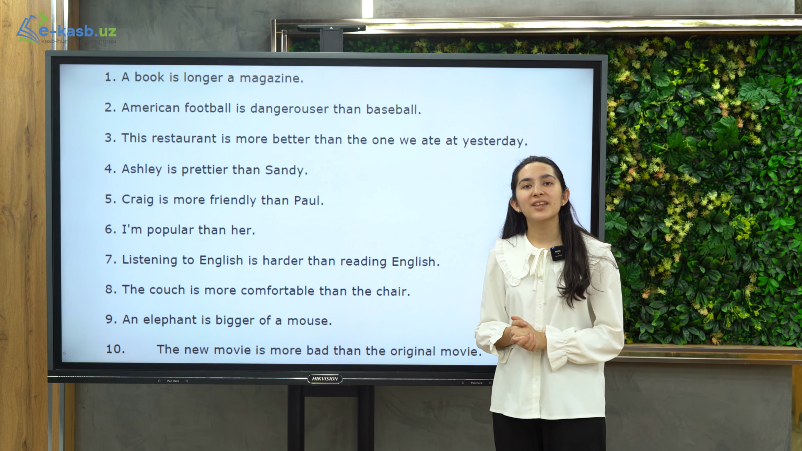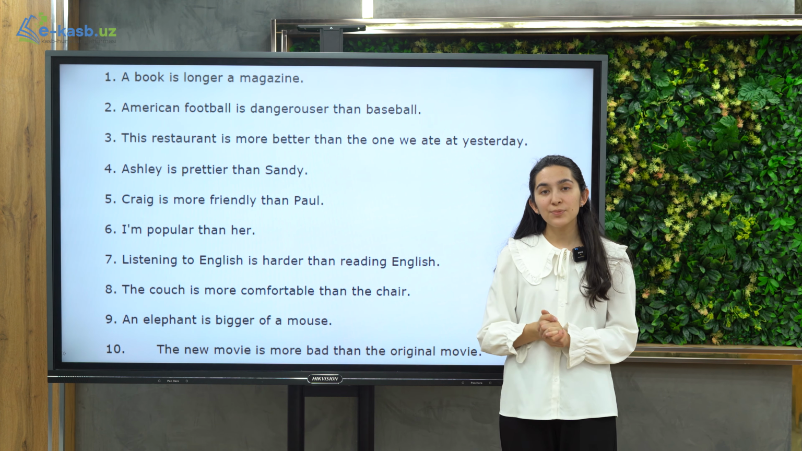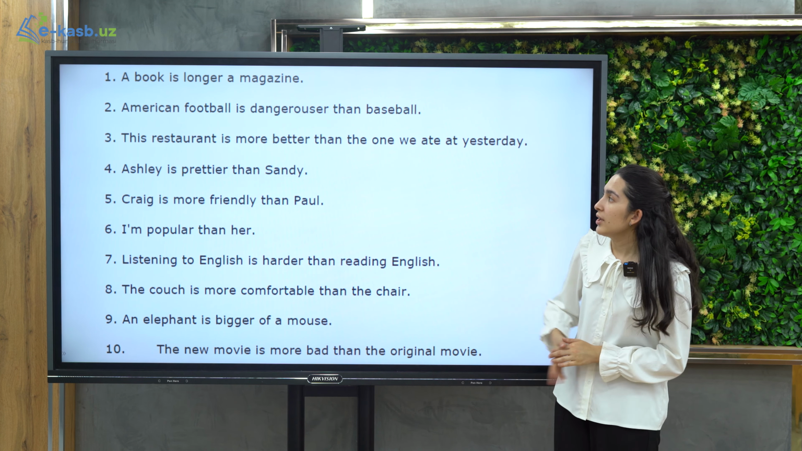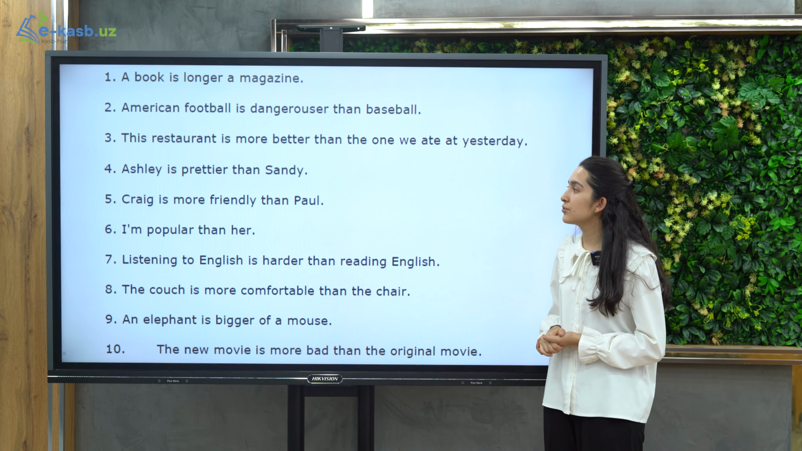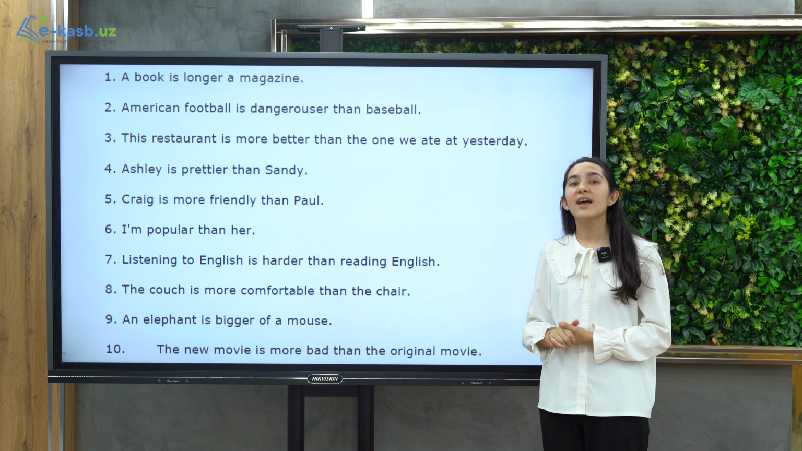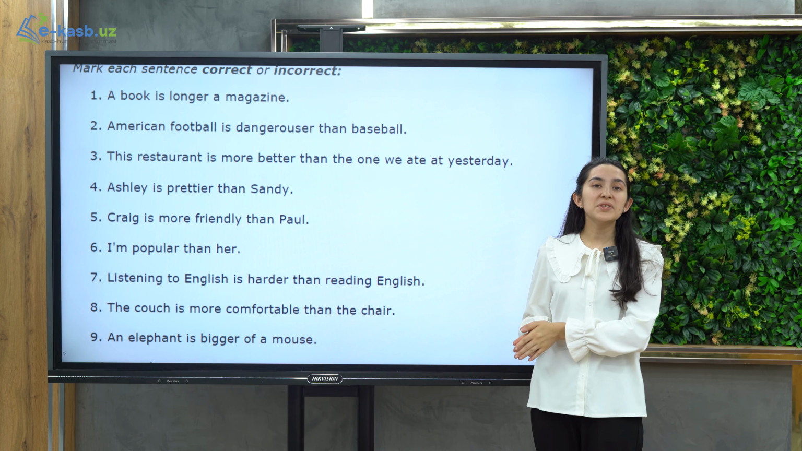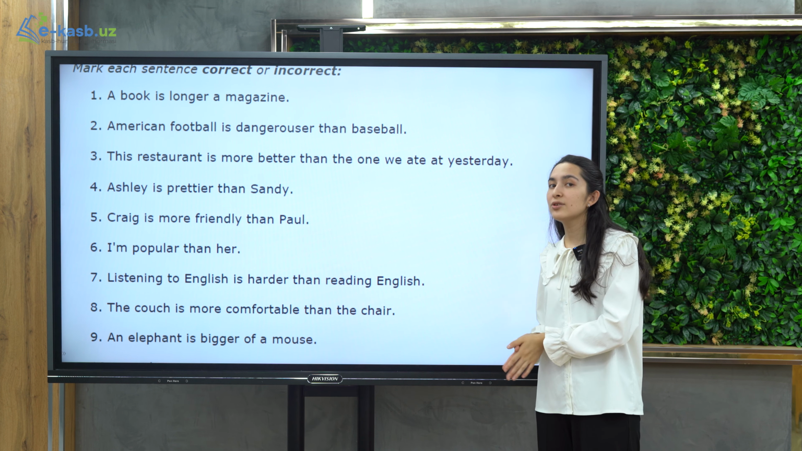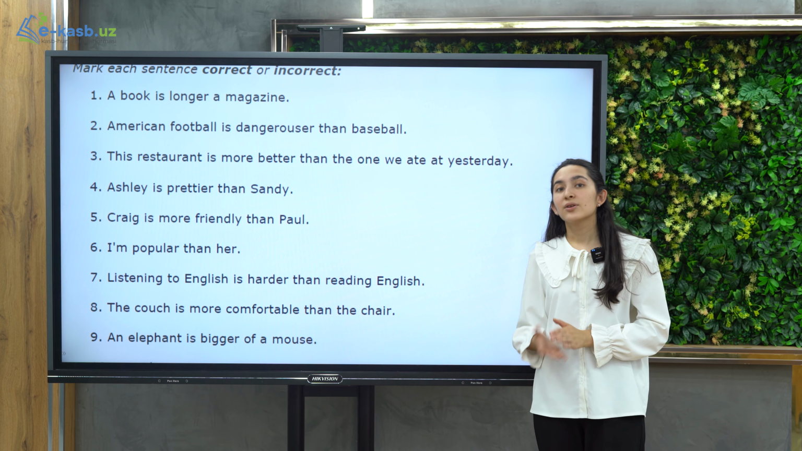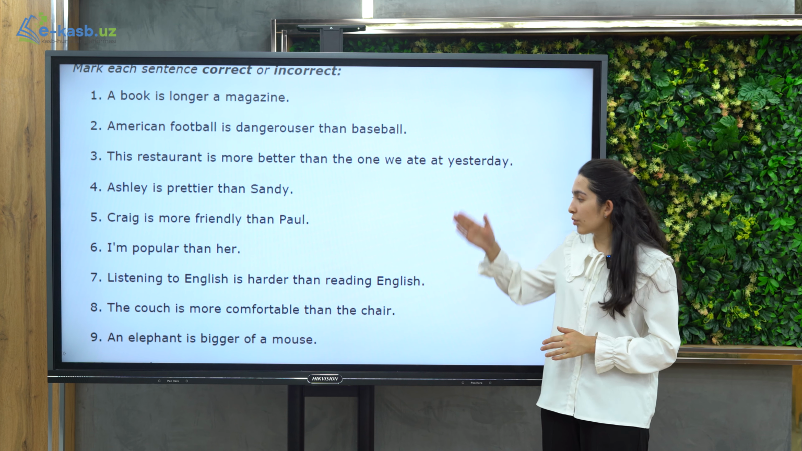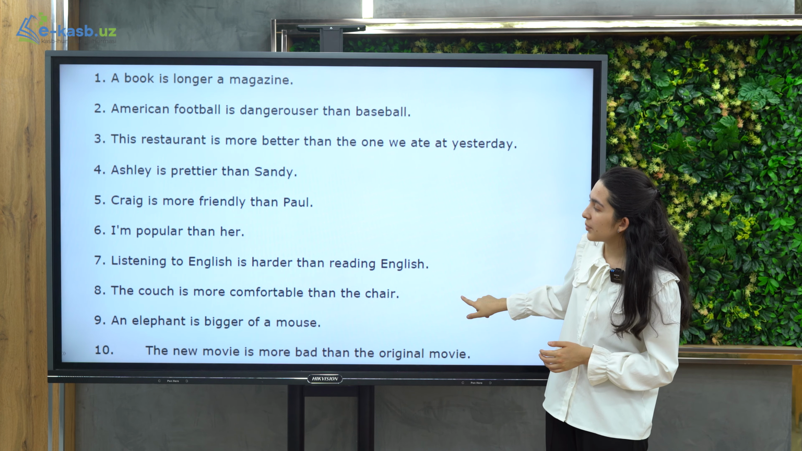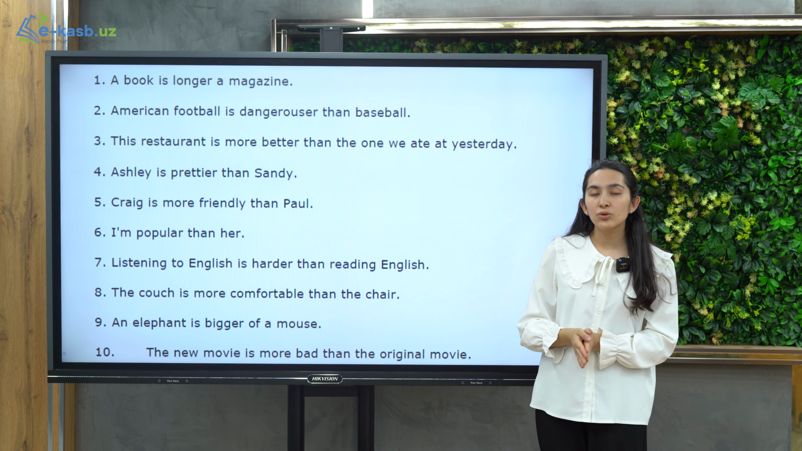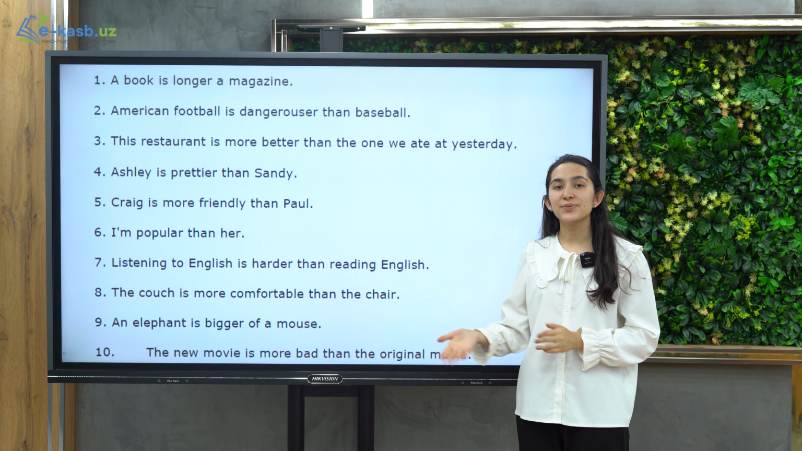Endi biz siz bilan birgalikda alohida komparativga va superlativga bag'ishlangan mashqlarni bajaramiz. Alright, so in this exercise what we have to do here, we have got, as you can see, 10 sentences, and some of them are correct, some of them are wrong. So what we have to do, we have to find incorrect sentences and correct them. So, ko'rib turganingizdek, bizda bu yerda 10 ta gapimiz bor va shu 10 ta gapdan biz bir xillari noto'g'ri, bir xillari to'g'ri, noto'g'ri gaplarni biz to'g'rilashimiz kerak.